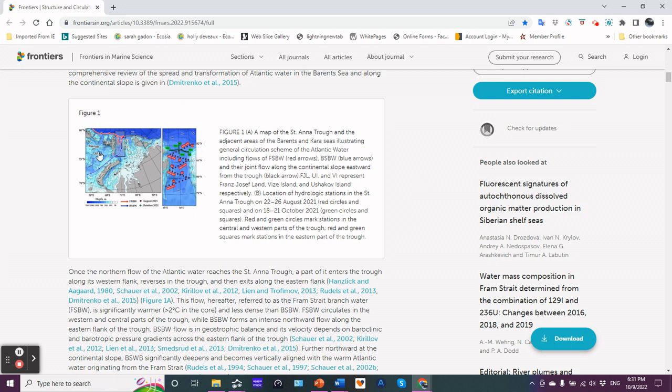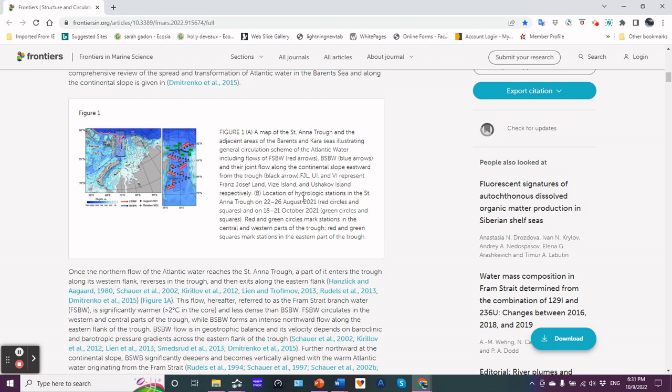Figure 1A, that would be this here. 1B is this here. A map of the St. Anna Trough and the adjacent areas of the Barents and Kara Seas, illustrating the general circulation scheme of the Atlantic water, including flows of the Fram Strait branch water, which are the red arrows, and the Barents Sea branch water, which are the blue arrows. And then their joint flow along the continental slope eastward from the trough, and that's indicated by a black arrow.